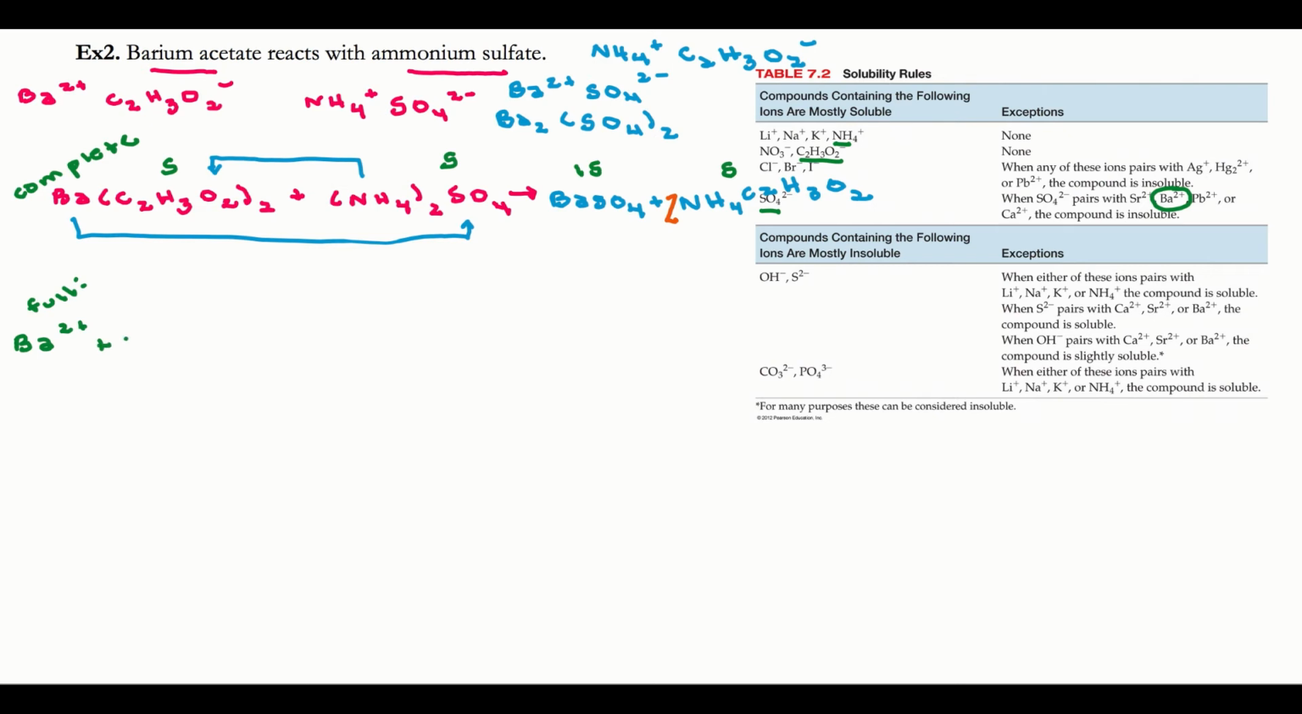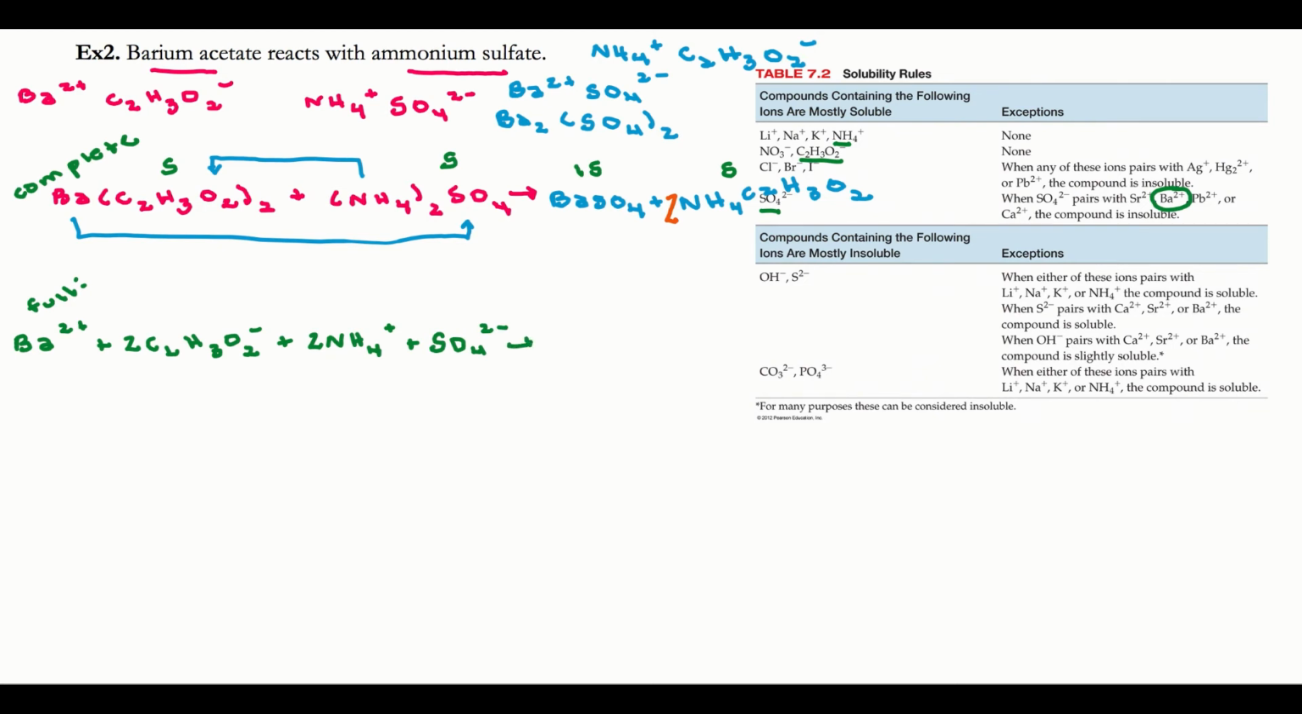I've got 2 acetates, and they have a 1- charge, or just minus charge. Okay. Ammonium sulfate is also going to break apart because it is soluble. I've got 2 ammoniums here, 2 NH4 pluses. I've got 1 sulfate, so just an SO4 form, 2-. Those are my reactants all broken up nicely.